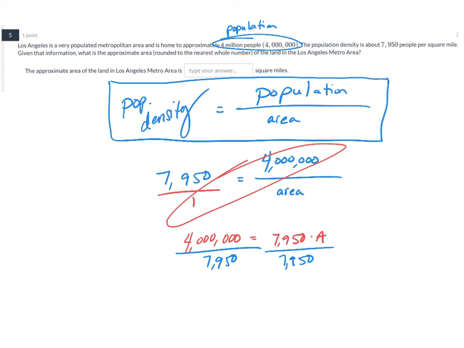All right, so I need my calculator. Oh, calculator. So my calculator tells me that 4,000,000, 4 with 6 zeros, divided by 7,950 is 503.14, blah, blah, blah. What am I rounding to? Round to the nearest whole number. So 503. So the area, A, equals 503 square miles.